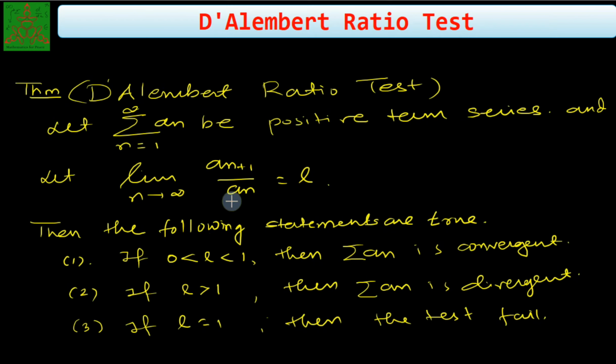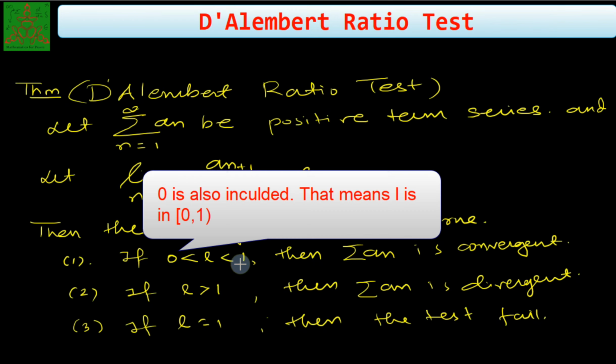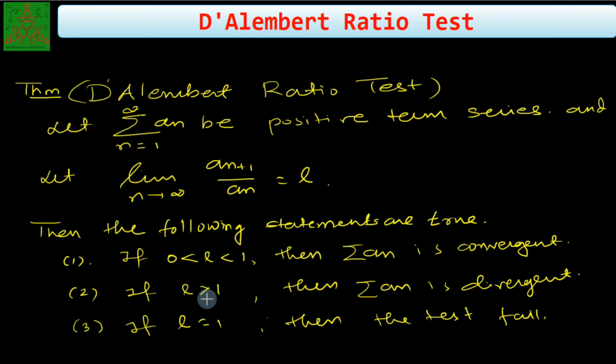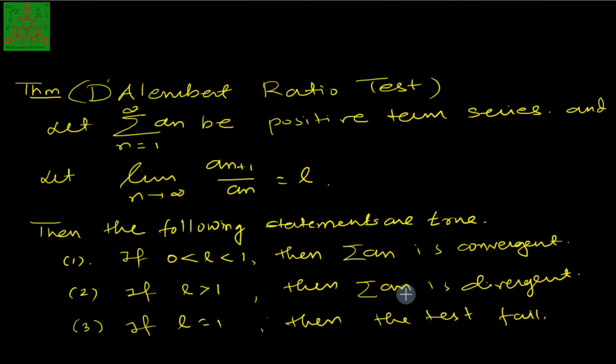It says that if the value of L, which is the limit of this one, is between 0 and 1, then we can say that the series is convergent. And if the value of L is greater than 1, that means bigger than 1, then the series summation of an is divergent. And if L equals 1, then we can say that the test has failed. That means you cannot predict whether the given series is convergent or divergent.